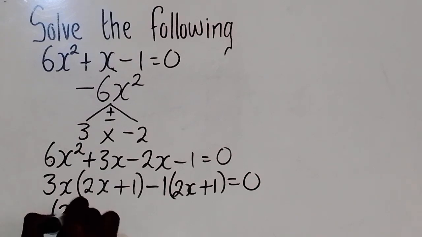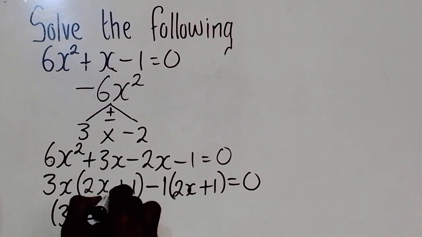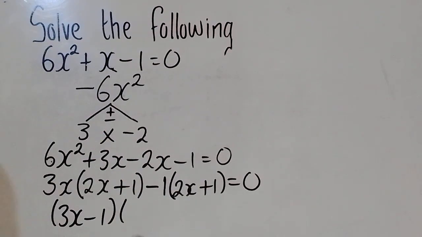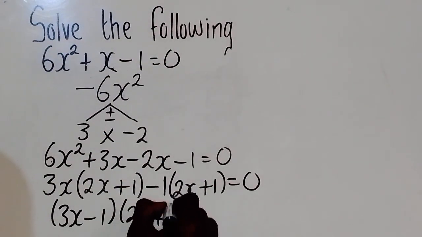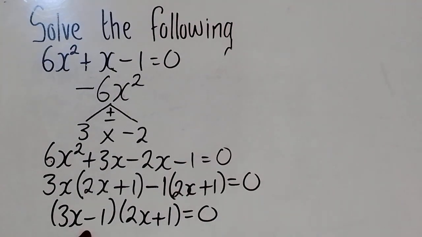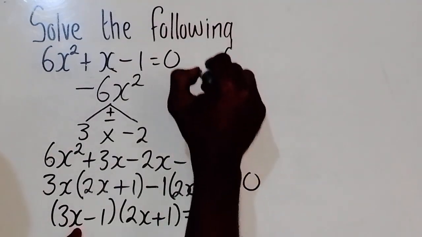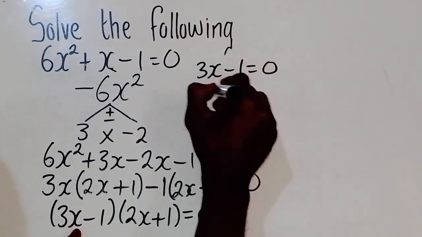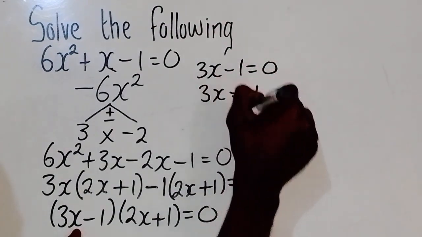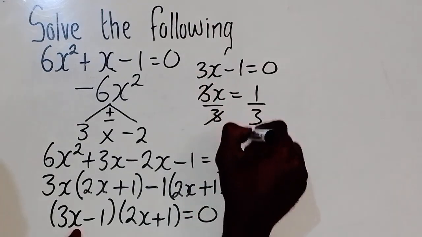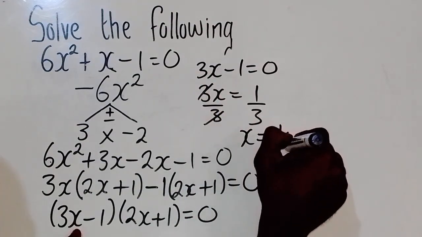Yes. Next step, you pick this one and this one. So it is now 3x minus 1. Again, you pick one of them. Since these two are supposed to be the same, then it is now 2x plus 1 equal to 0. You have seen? Now you say this one equal to 0, this one equal to 0. So 3x minus 1 equal to 0. So it is now 3x equal to 1. You divide with the 3, and there you cancel. So x is equal to 1 over 3.